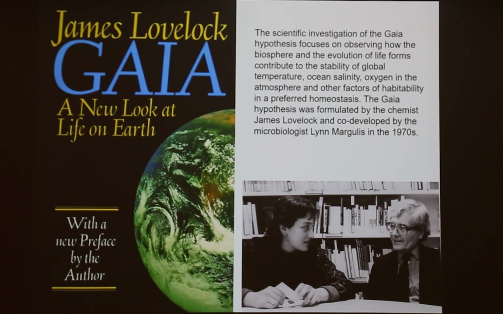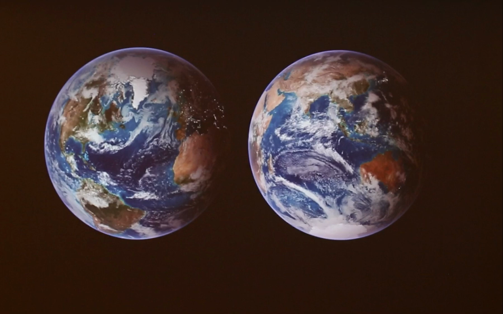And it focuses on observing how the biosphere and the evolution of life forms contribute to the stability of global temperature, ocean salinity, oxygen in the atmosphere, and other factors of habitability in a preferred homeostasis. In other words, this is like Gaia, but much more developed. It shows how everything is related to each other on Earth.